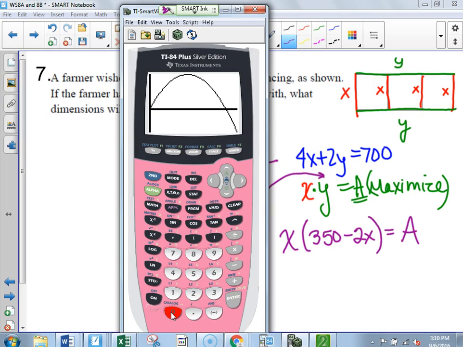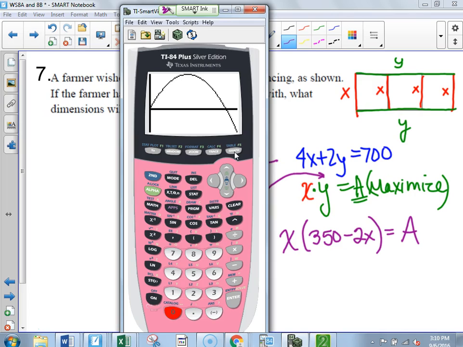Can I have negative area? But will I find the maximum in this window? That's all I really care about. Did everybody get some kind of a window that has a maximum? I did 0 to 200, and then I did zoom 0. 0 to 200 for x. So go to your window, put in 0 to 200, and then don't worry about the rest. Just hit the zoom and the 0 button, and it will pick y values for you.